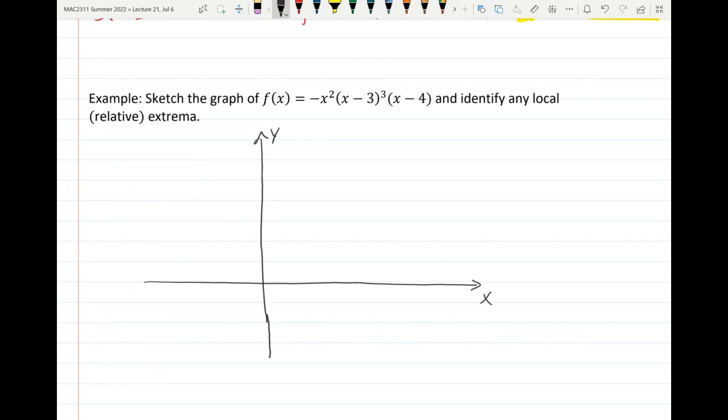3, 4, and 0. x equals 0, x equals 3, x equals 4. Yes? So that means that we need to go through 0, has to go through 3, say 1, 2, 3, and through 4. Has to go through here and through here. Okay? Now, what's the end behavior?